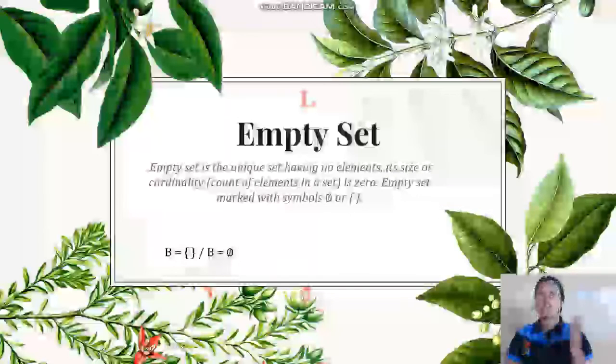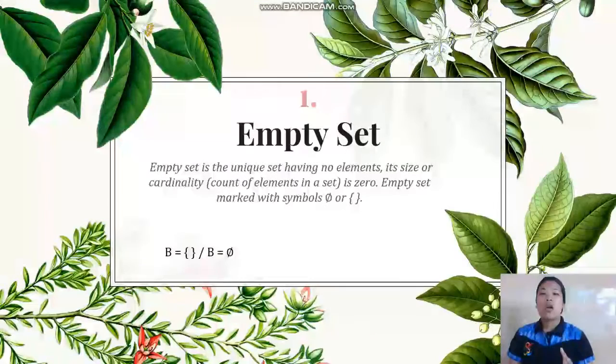An empty set is the unique set having no elements. Its size or cardinality, the count of elements in the set, is 0. The empty set is marked with the symbol ∅ or empty brackets, meaning no members in this set.